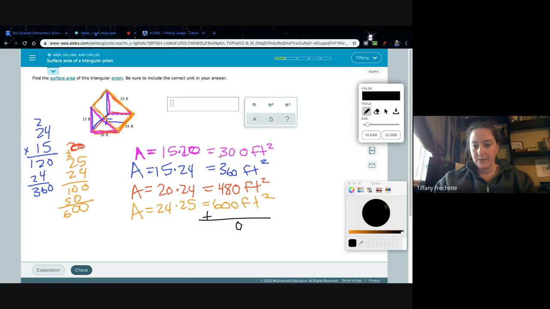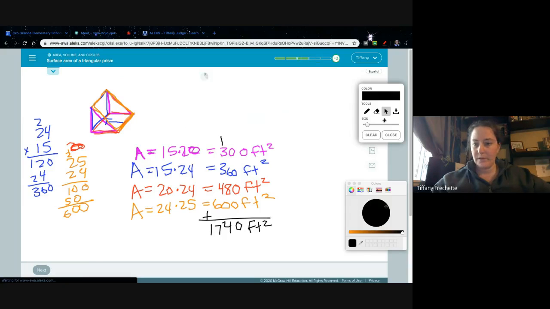So I get 0, 6, and 8 is 14. And then I have 6, 7, 8, 9, 10, 11. 6 more is 17. All right, so I have my amount. Let's type it in here. So we get 1740 feet squared. All right, one more of these.